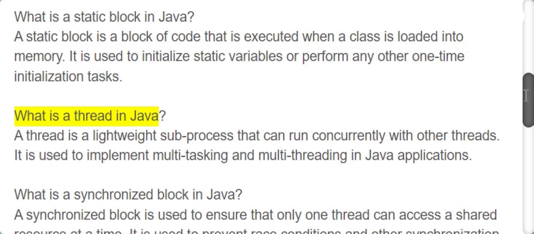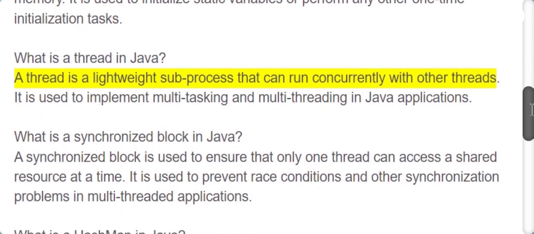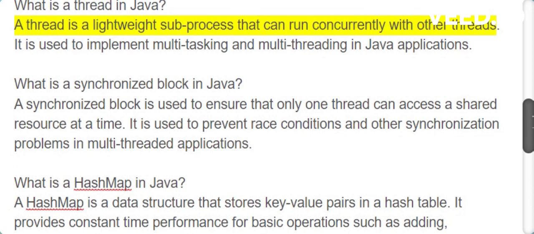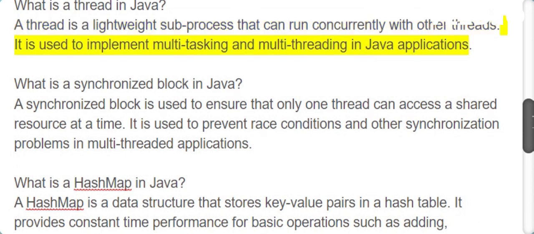What is a thread in Java? A thread is a lightweight subprocess that can run concurrently with other threads. It is used to implement multitasking and multi-threading in Java applications.